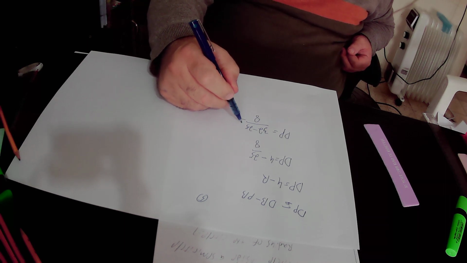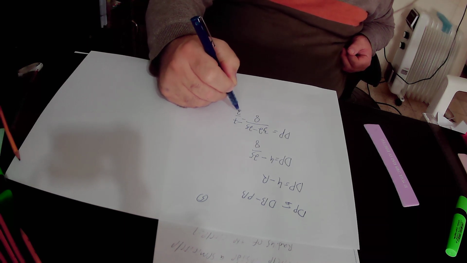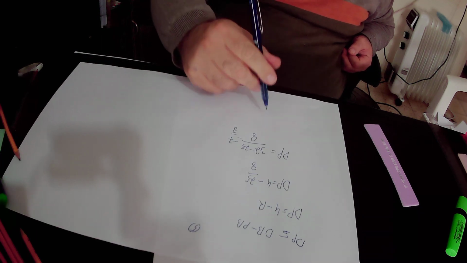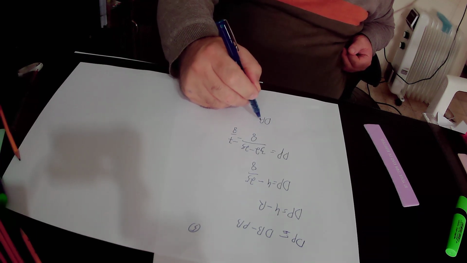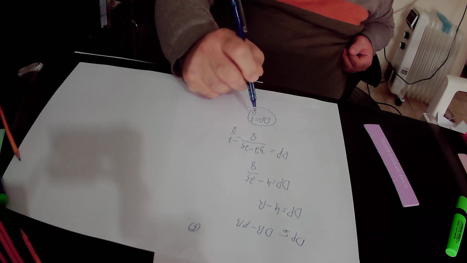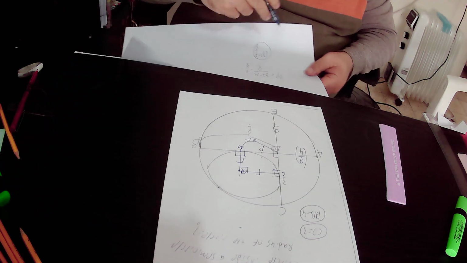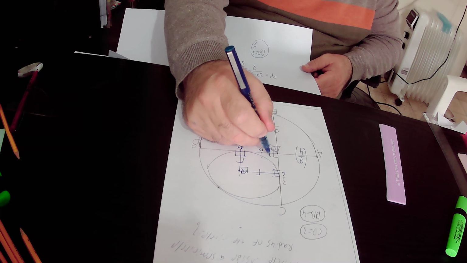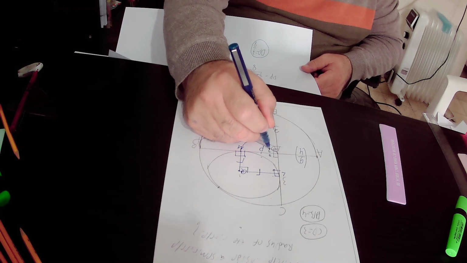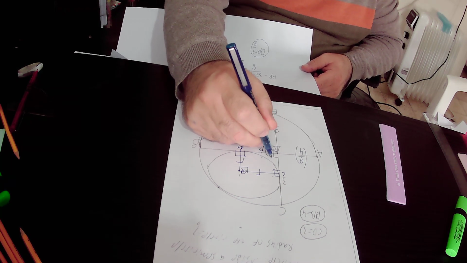32 minus 25 is 7. So in conclusion, we found out that dP equals 7 over 8 units. Okay, dP equals 7 over 8 units. We can write here that dP equals 7 over 8 units.